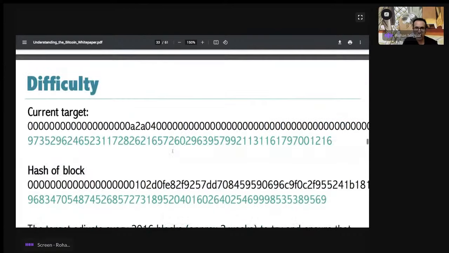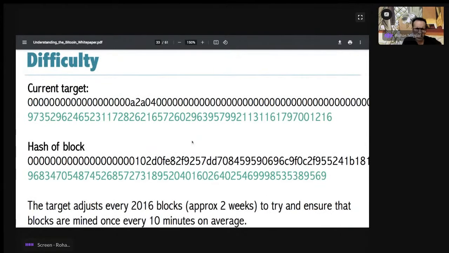So let's see now what it looks like. This is, I think, as of today, if I'm not mistaken, or maybe last week's data. The current difficulty target of Bitcoin is this, right? We can see there are a certain number of zeros here. Now, this is a hash. When we change this into decimal, it becomes like this.